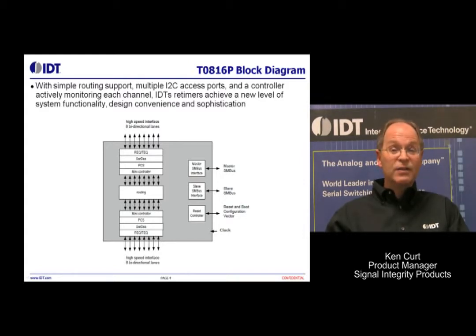Off to the right side of this image, you'll see the two I2C or SM bus ports. There's a master and slave port to give complete flexibility in your system application. And below that, you'll see the configuration vector, which is important to achieving the very low 10 to the minus 12 error rates that PCI Express Gen 3 automatically negotiates to. There's also a JTAG interface, and immediately below that you see the clock. A Retimer device, of course, requires a reference clock input.